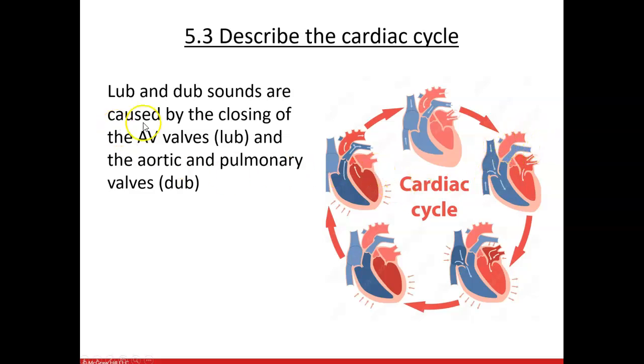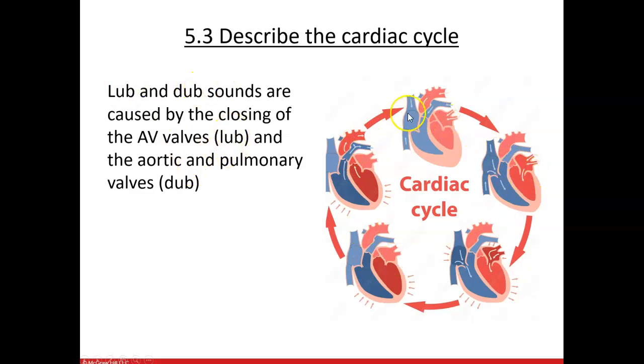So the lub and the dub are the closing of the AV valves and the closing of the aortic and pulmonary valves. They listen for that. If the trained professional hears a different kind of swishing sound along with their lub and dub, it might mean that some blood is squeezing through these valves backwards. And a trained person can actually figure out what valve is having a problem.